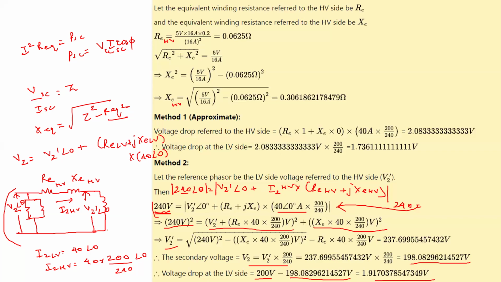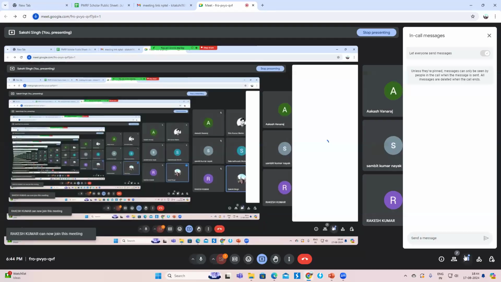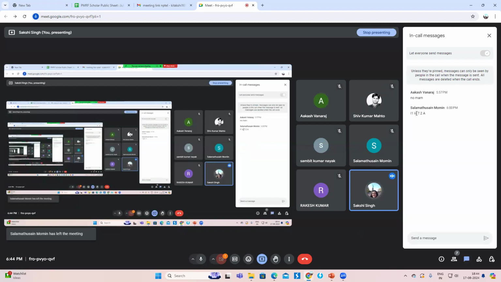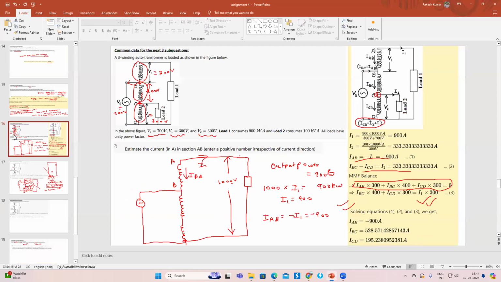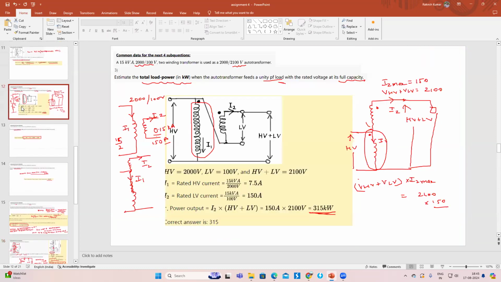So if someone is writing something, let me see what they're writing. I1 is, okay, this is someone old, someone told me this back. For which question did you tell this? I1 is 7.2. Let me see. Are you talking about this question or the previous one? I think the previous one somewhere. Okay, this one you're talking about. So what is this I1? 15 kVA by 2000. So 15 by 2 is 7.5 only, right? So that is 7.5 ampere only. It's not 7 point something, it's 7.5, isn't it?